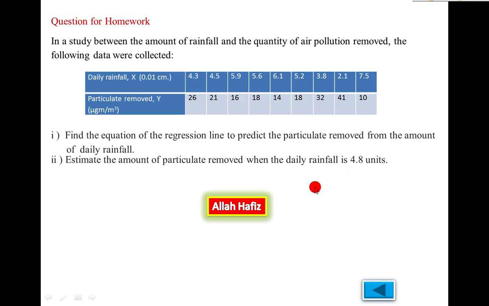Okay, next time we will start correlation. Correlation is a part of regression. In correlation, we will measure the degree of relationship between the variables.